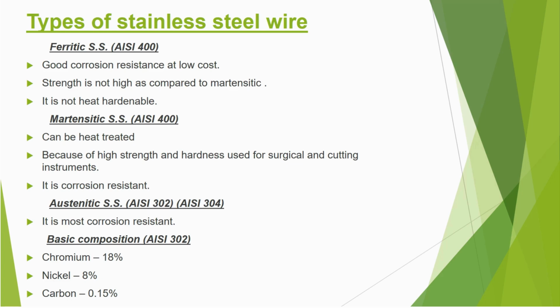Third, austenitic stainless steel wire. It has two types, AISI 302 and AISI 304. It is more corrosion resistant. Basic composition includes chromium, nickel, and carbon.